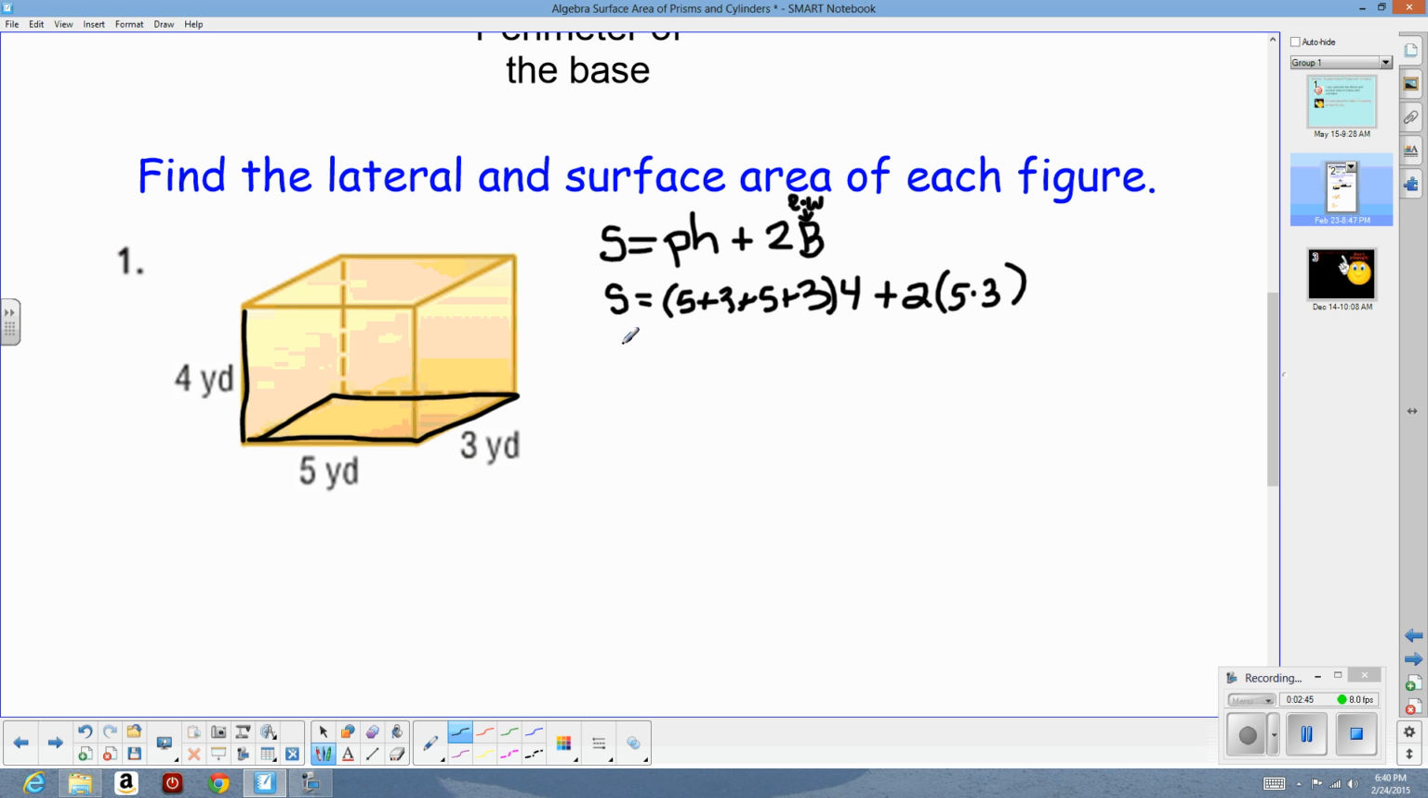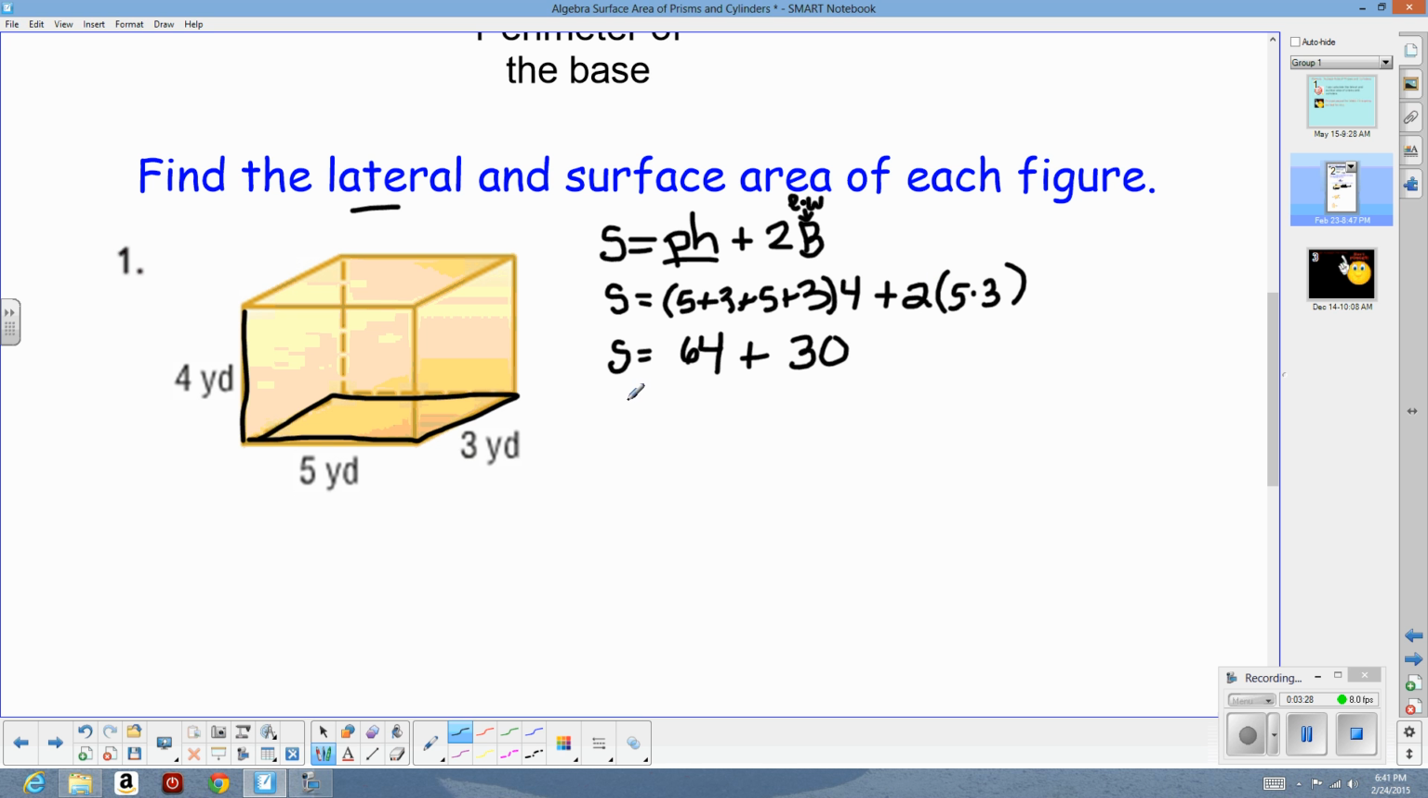Now, when we go to calculate the surface area, you could just type this entire thing into your calculator using the parentheses and all the operations. However, since we also want to find the lateral area, remember, is this piece right here. So I'm going to go ahead and calculate just this piece first. So 5 plus 5 plus 3 plus 3, that's 16 times 4. Sixteen times 4 is 64. And then I'm going to go ahead and calculate this piece here. 5 times 3 is 15, and 15 times 2 is 30.